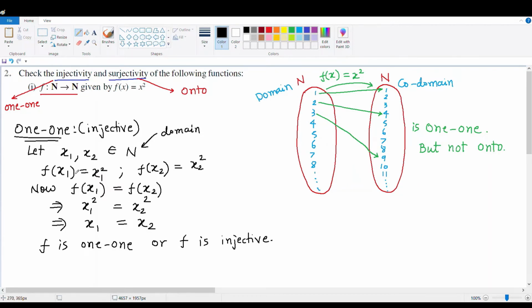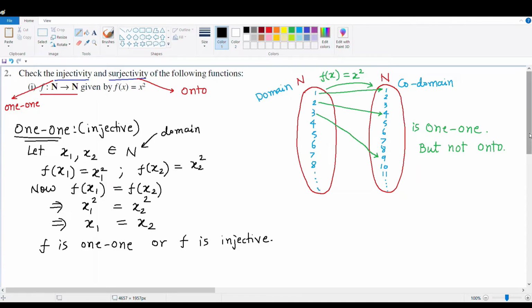We always start with two elements in the domain, then we find f of x1, we find f of x2, and then we start by assuming that they both are the same. f of x1 is the same as f of x2, and then we plug in and see whether we get x1 equals x2. If we get that, then that function is 1-1, that function is injective.